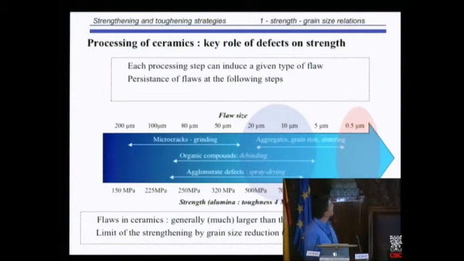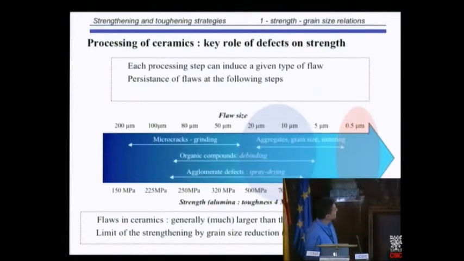Also to insist on that point, I have plotted here this graph in which you have, for alumina, since we know the toughness, for a given flaw size, what the strength should be. So this is flaw size versus strength for alumina. If you have microcracks due to grinding, you have large defects, hundreds of microns in size. That's quite critical since the strength will be 200 megapascal. If you have organic compounds, debinding, agglomerate defects due, for example, to spray drying, it's some dozens of microns. You reach 3, 4, 500 megapascals.